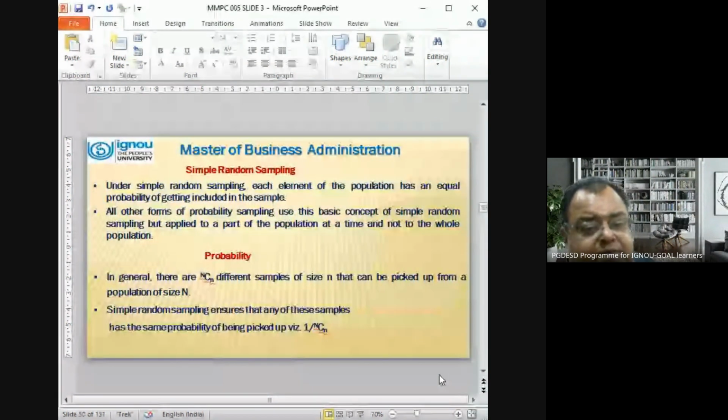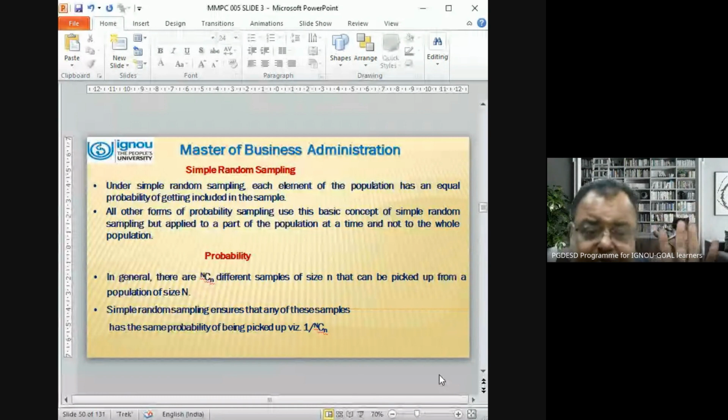Simple random sampling. Under simple random sampling, each element of the population has an equal probability of getting included in the sample. We had a discussion yesterday about the probability. So keep that in mind. All other forms of probability sampling use this basic concept of simple random sampling, but apply it to a part of the population at a time and not to the whole population.